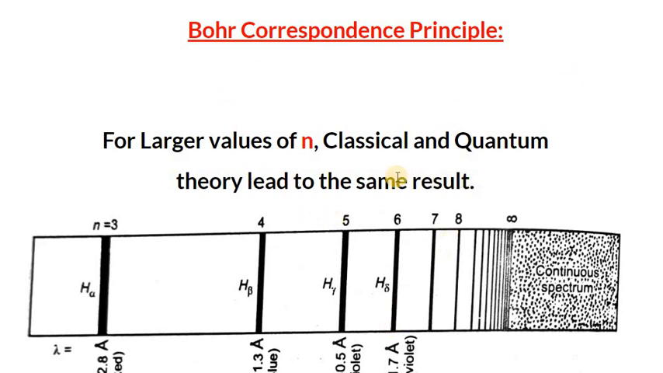So in the Bohr correspondence principle, what happens when n has a value of infinity? When n is infinity, the energy requirement will be very high. Suppose n is infinity, that means the distance of the nth orbit from the nucleus will be infinity. As the distance is very high, you can think that it is a macro body.